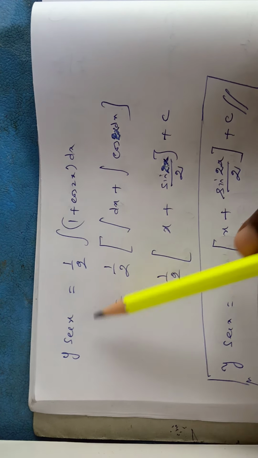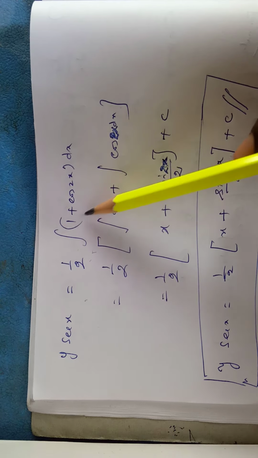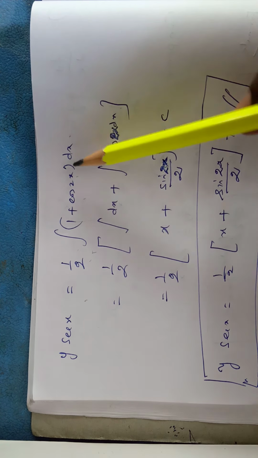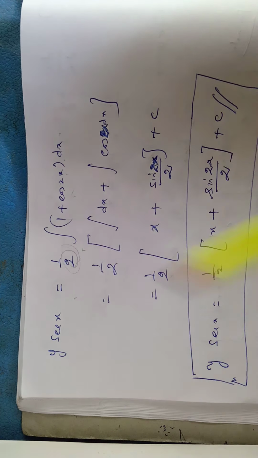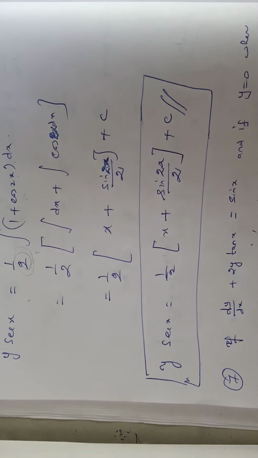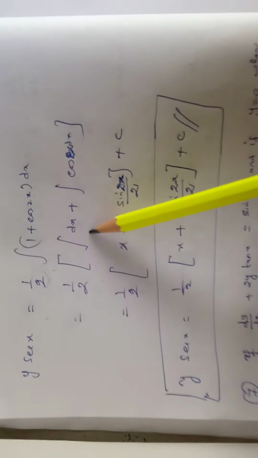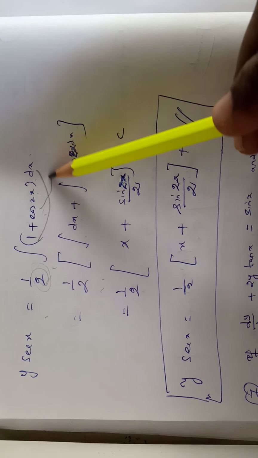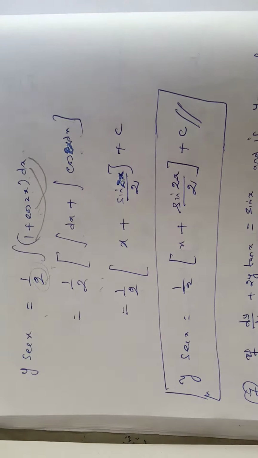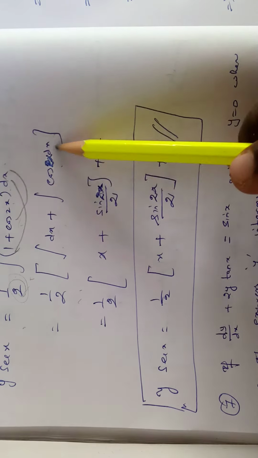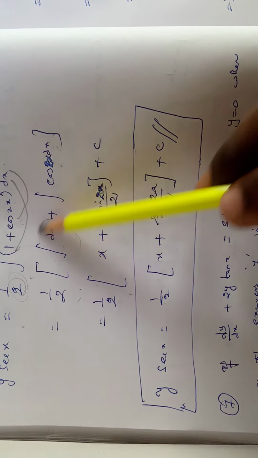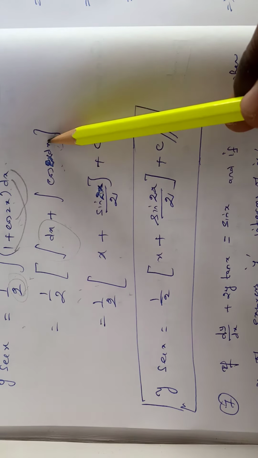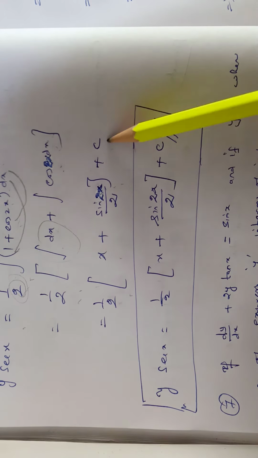So y secant x equals 1 by 2 into the integral of (1 plus cos 2x) dx. The 1 by 2 is a constant, so it is taken outside. Then 1 into dx is the integral of dx, and cos 2x into dx is the integral of cos 2x dx. Integrate separately: 1 by 2 into the integration of dx is x, and the integration of cos 2x is sin 2x by 2 plus c.